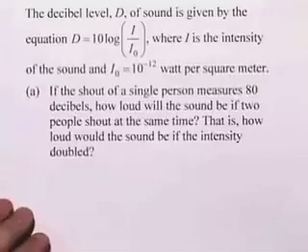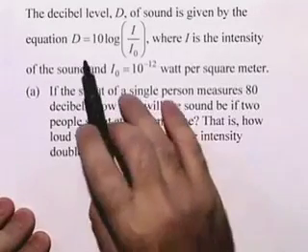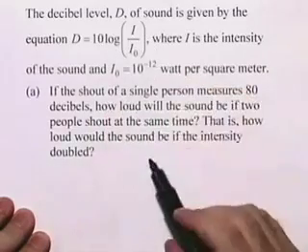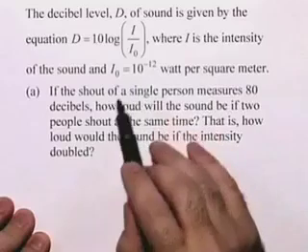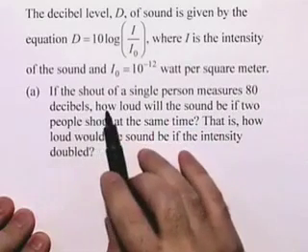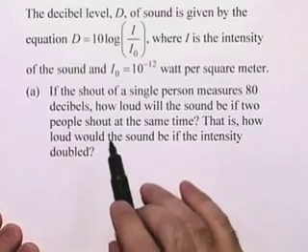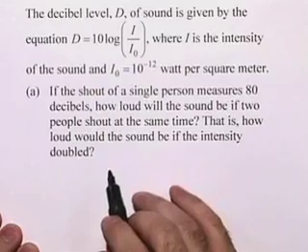In this problem, we look at an application involving sound intensity. The decibel level D of sound is given by the equation D equals 10 log base 10 of the ratio I over I sub 0, where I is the intensity of the sound and I sub 0 is 10 to the negative 12 watt per square meter. If the shout of a single person measures 80 decibels, how loud will the sound be if two people shout at the same time? That is, how loud will the sound be if the intensity doubled?